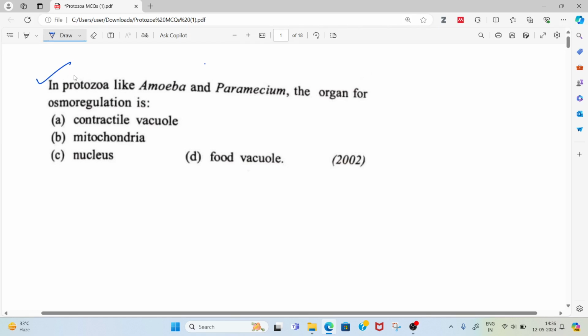First question: in protozoa like amoeba and paramecium, the organ for osmoregulation is... So here four options are given and you have to choose the correct answer. Option A contractile vacuoles, option B mitochondria, option C nucleus, and option D food vacuole.